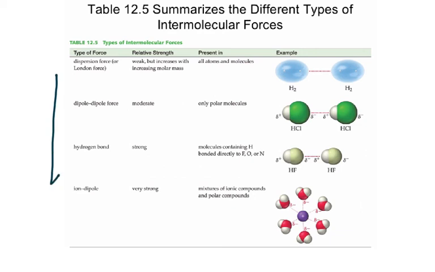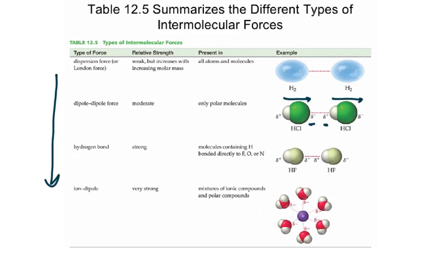Now, as we go down, you'll notice the next one, you're looking at two polar molecules. HCl is polar because chlorine is more electronegative. Notice how the chlorine side is more negative than the hydrogen side. And you'll notice that between the partial negative and the partial positive, there's an attraction. That attraction is called the dipole-dipole force. It's stronger than an LDF, and it's what occurs between polar molecules.